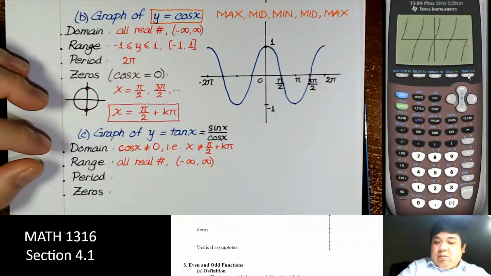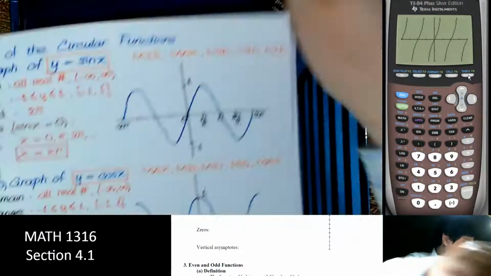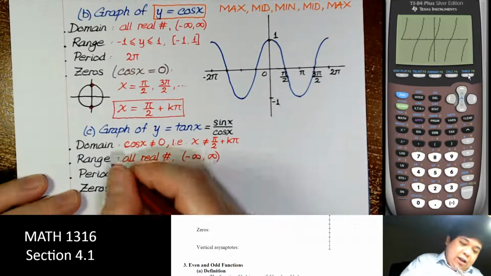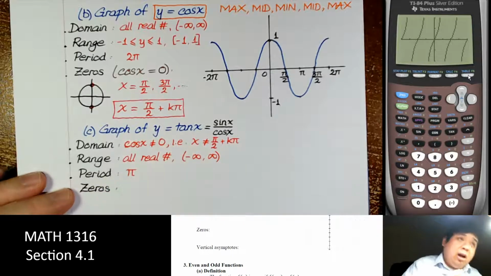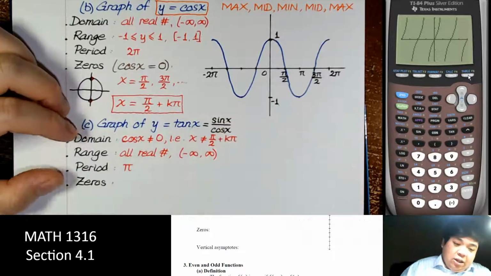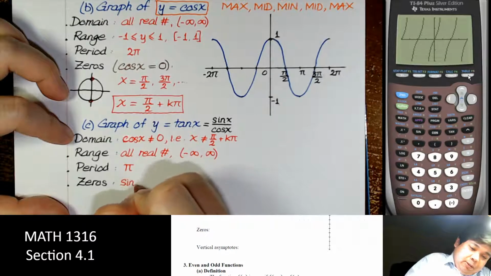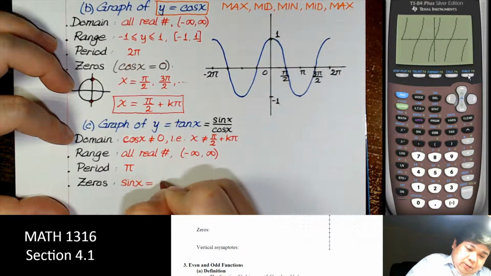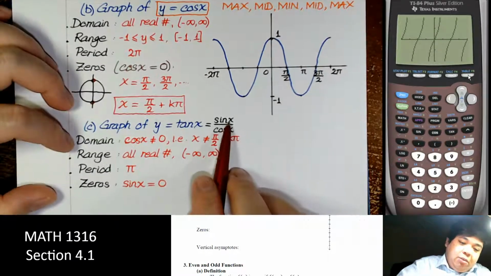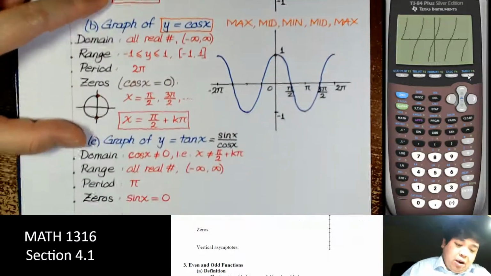Period. We did mention previously, the period is going to be pi. For tangent and cotangent, the period is just pi. And then the zeros. Tangent equal to 0, meaning that the top is equal to 0. So the top equal to 0 makes tangent equal to 0, and sine equals 0 at k pi.